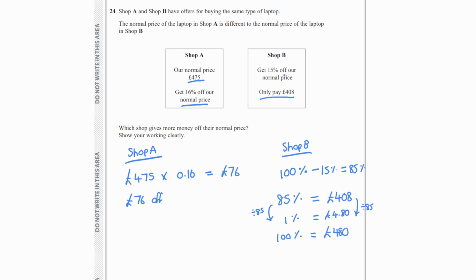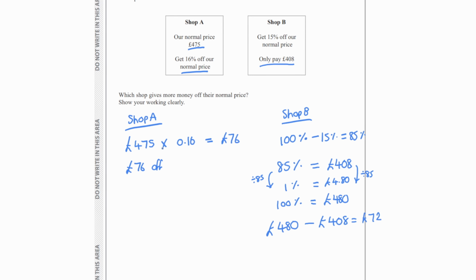Now, we've got 15% off. So in order to work out how much we got off, we'll take what our normal price was, which is the 480, and then we'll take away what it went down to, which is the 408. 480 subtract 408 gives you an answer of £72.